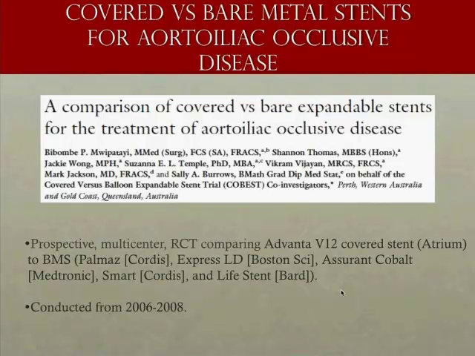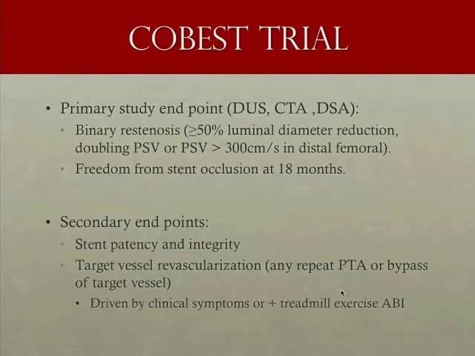It was a study that was conducted from 2006 to 2008, and the primary study endpoints, looked at using either duplex ultrasound, CT angio, or digital subtraction angiography, was binary restenosis, which was defined by the authors as a 50% or more luminal diameter reduction, or a doubling of the peak systolic velocity, or a peak systolic velocity greater than 300 centimeters per second in the runoff vessel, meaning the distal femoral vessels. The other primary study endpoint was freedom from stent occlusion at 18 months of follow-up.